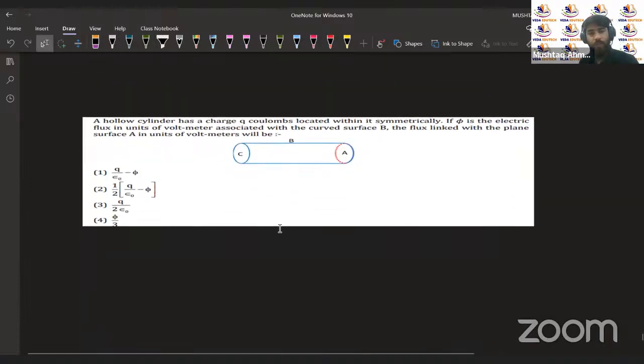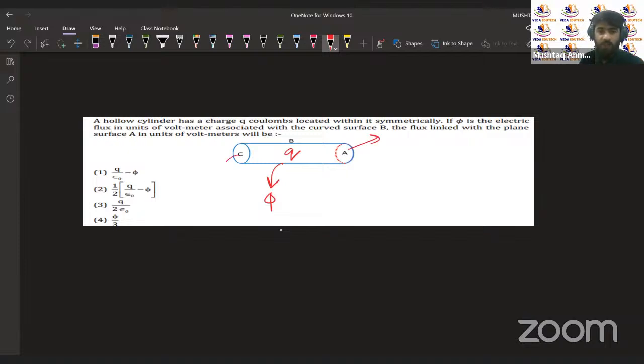So another question here. A hollow cylinder has a charge q coulombs located within it symmetrically. There's some charge placed symmetrically within this cylinder. If phi is the electric flux in units of voltmeter associated with the curved surface, find the flux linked with the plane surface A and the plane surface B. We know that this is a closed surface.